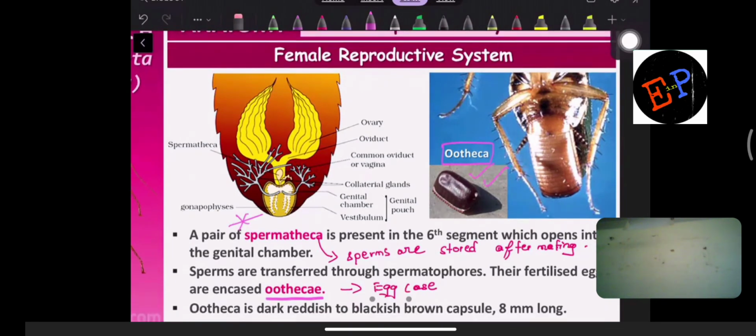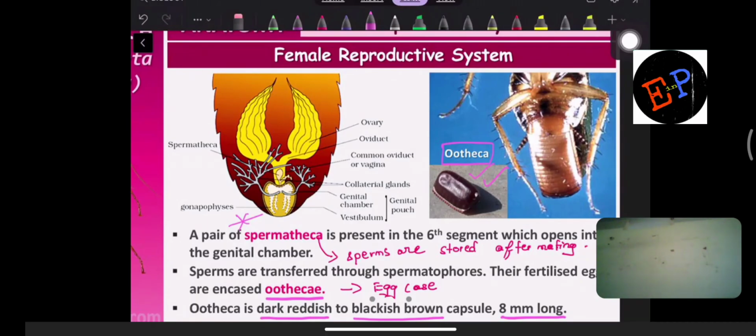So the ootheca is a dark reddish to blackish brown capsule, which is approximately 8 millimeters long. Females lay 9 to 10 oothecae and each contains 14 to 16 eggs. Understood? So cockroaches don't release eggs as a single egg.